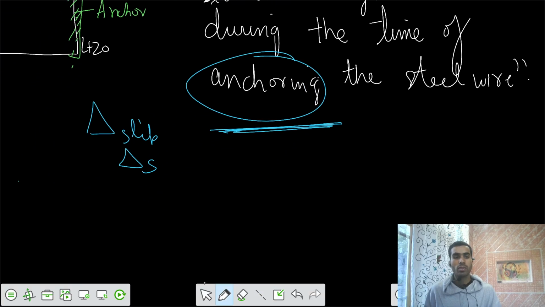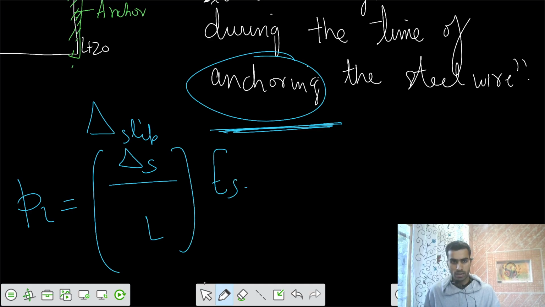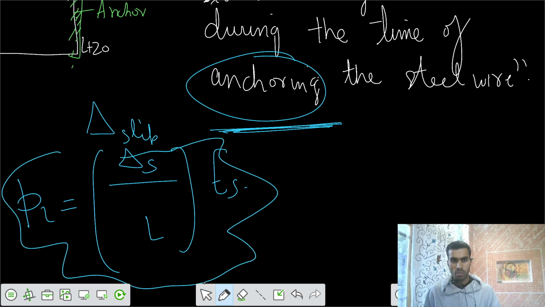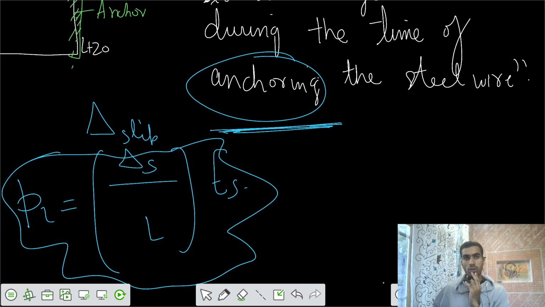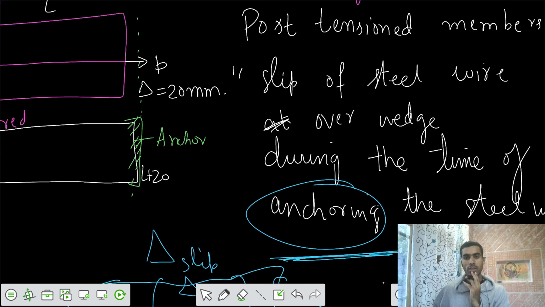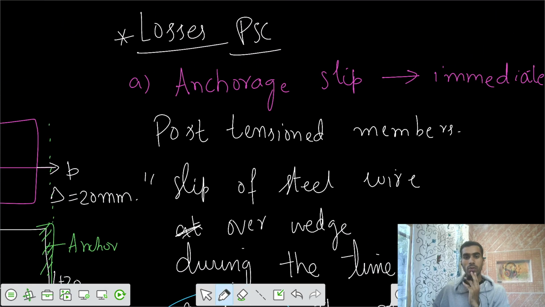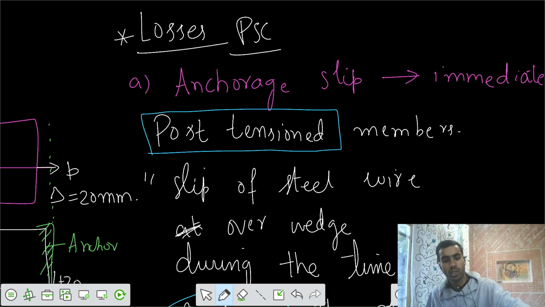So what is the stress that is lost in the steel wires? That is the strain developed because of that delta slip divided by the total length of the wire, multiplied by the modulus of elasticity. So this is your loss of stress because of anchorage slip. At the time of anchoring the wire, you are losing some deformation in the steel wire, you are losing some delta. That's your anchorage slip, and it is observed in your post-tension members.